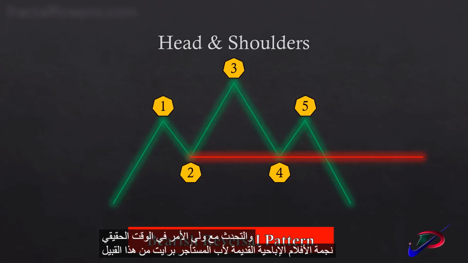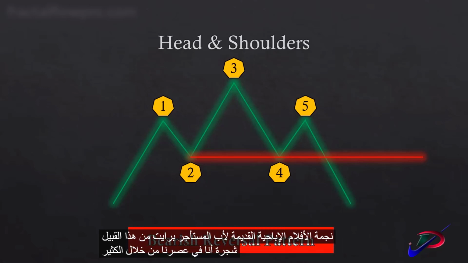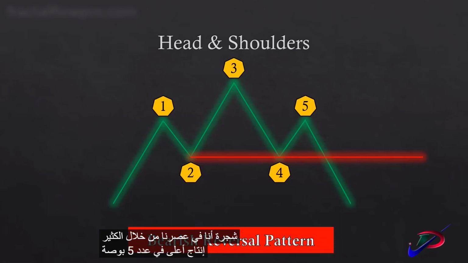The logic behind the pattern is that price action will make a downward turn by failing to produce a higher high in number 5, meaning that price will reach a peak in number 3, and a failed attempt to surpass number 3 in number 5. All of this means that sellers are gaining power as buyers exhaust their energy.